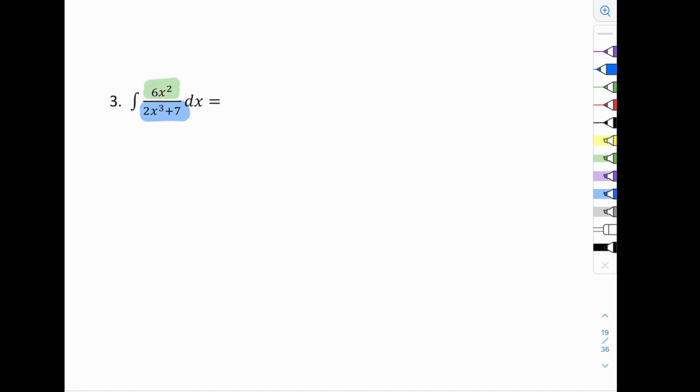So that tells us we should probably let u equal 2x cubed plus 7. Now let's go ahead and take the derivative, which is 6x squared, and then isolate the du.